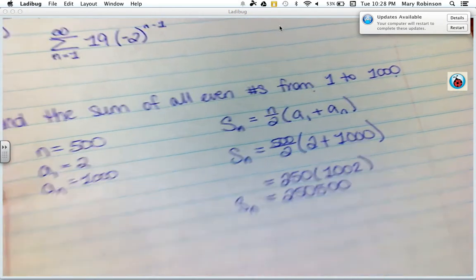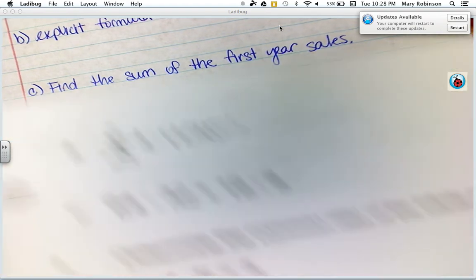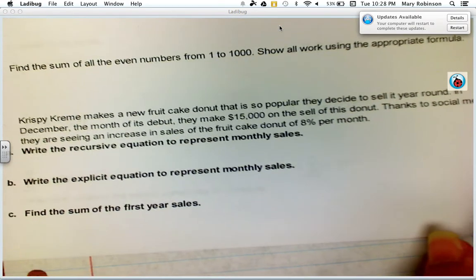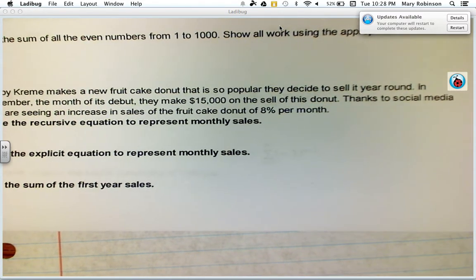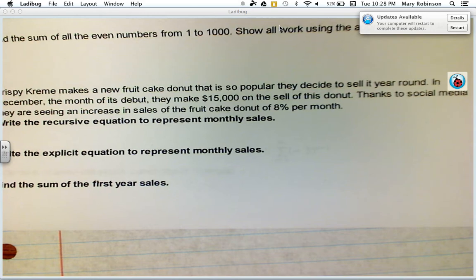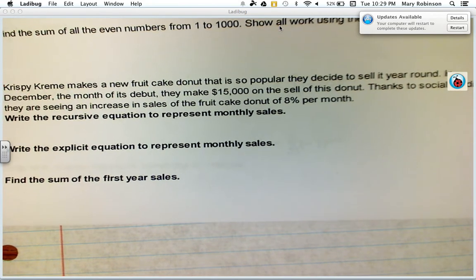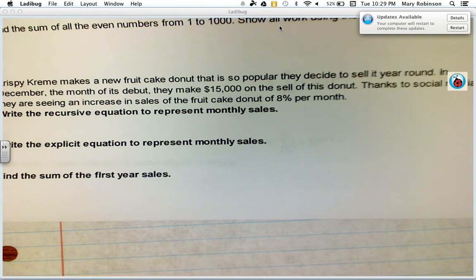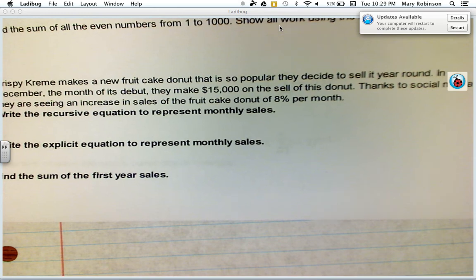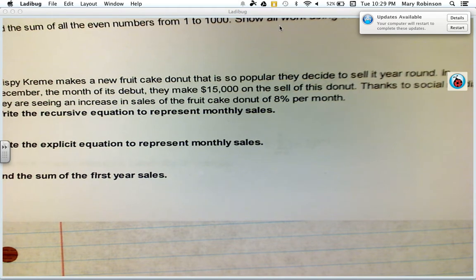Alrighty, so last question on the Test 5 test review. Krispy Kreme makes a new fruitcake donut that is so popular they decide to sell it year-round. Ew, I can't stand fruitcake. So in December, the month of its debut, they make $15,000 on the sale of the donut.